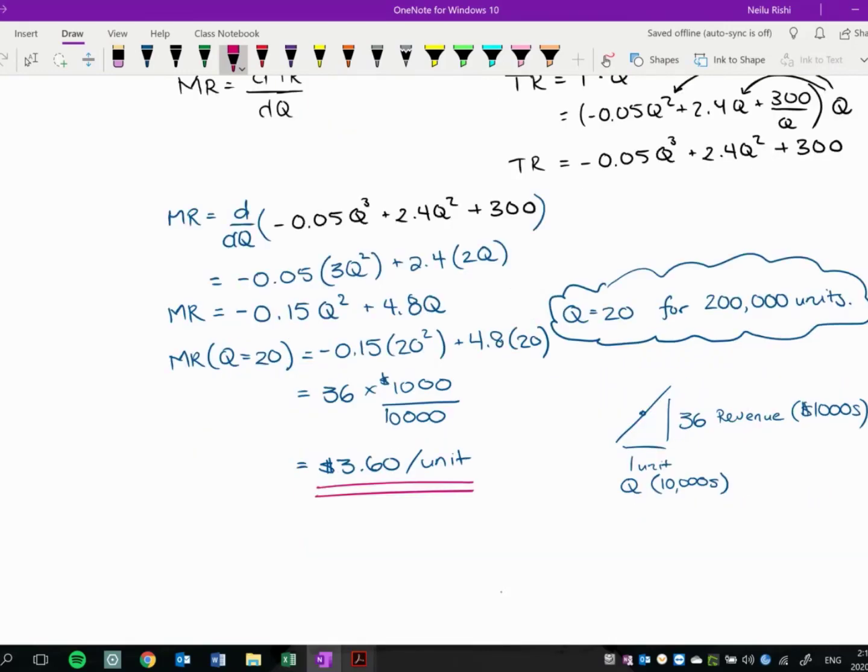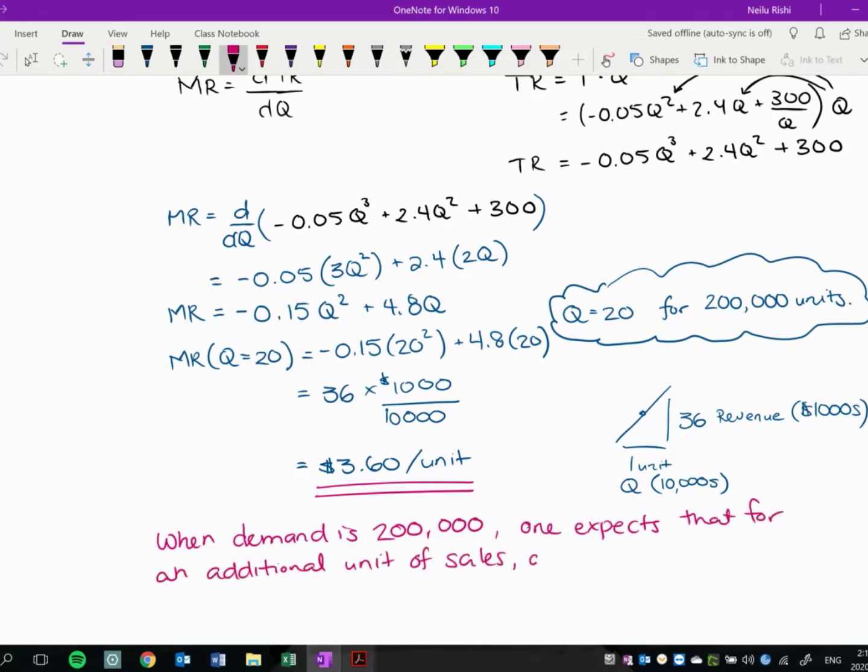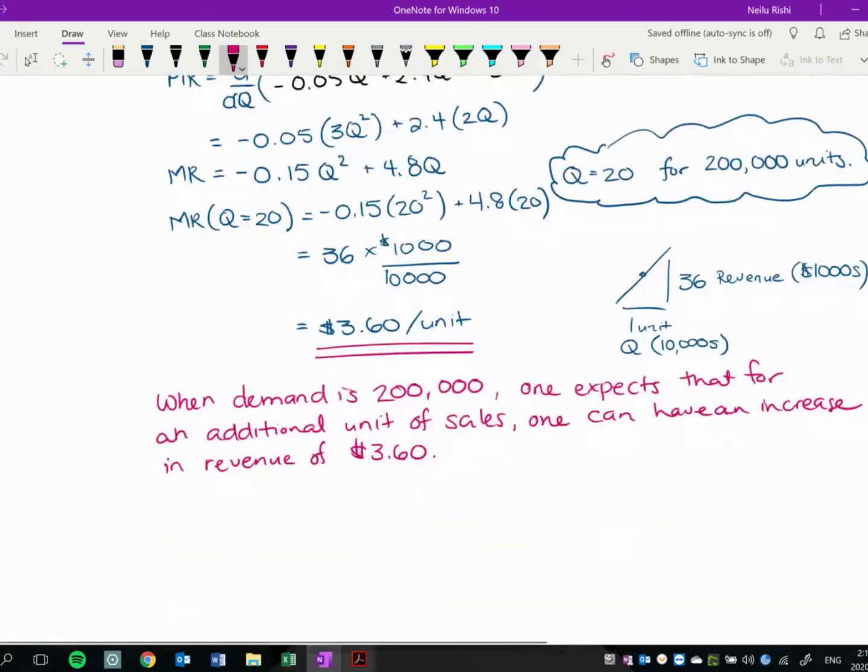Interpreting this, I would say when demand is 200,000, one expects that for an additional unit of sales, one can have an increase in revenue of $3.60. It is contingent upon where your current demand level is. This would be different if you were starting at 20,000 instead of 200,000, for instance.